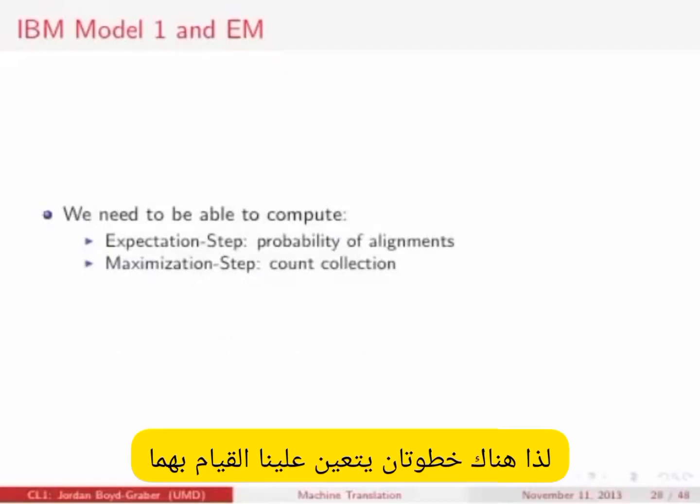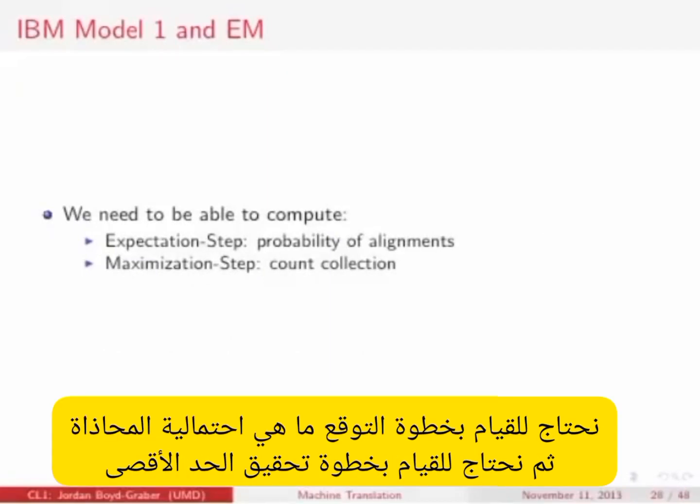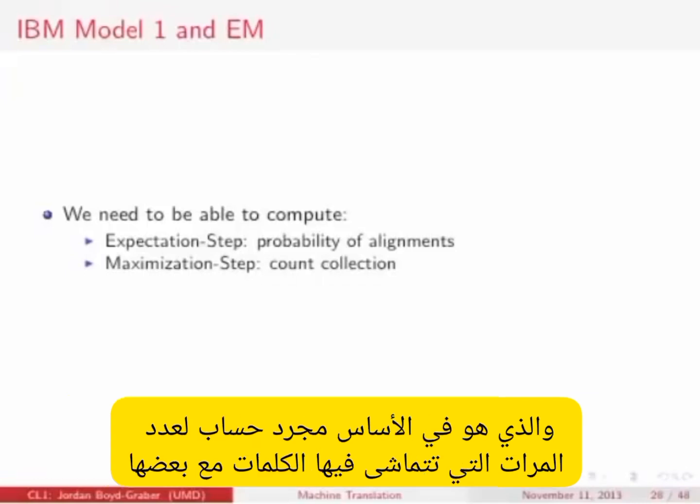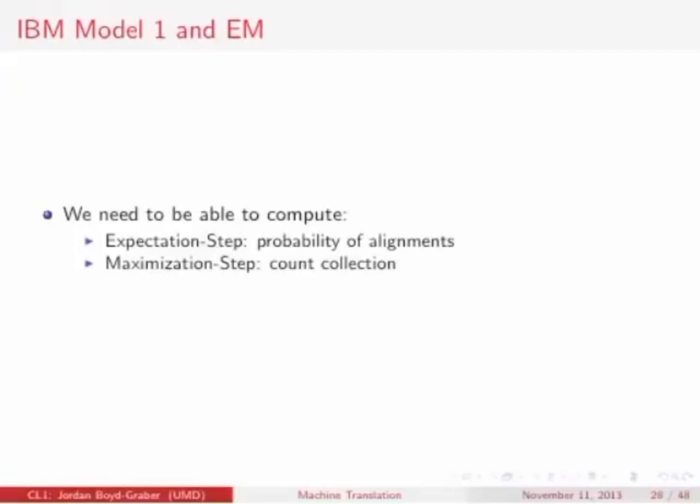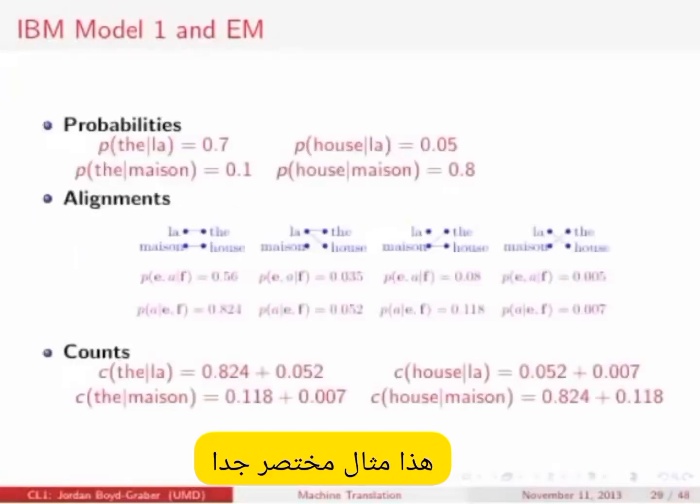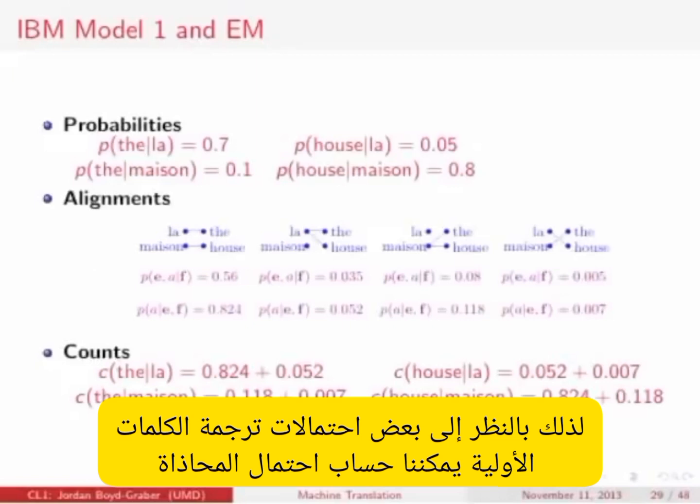And so there are two steps that we need to do. We need to do the expectation step: what is the probability of alignments? And then we need to do the maximization step, which is basically just counting up the number of times that words get aligned to each other. This is a very brief example. So given some initial word translation probabilities, we can compute the probability of alignment.